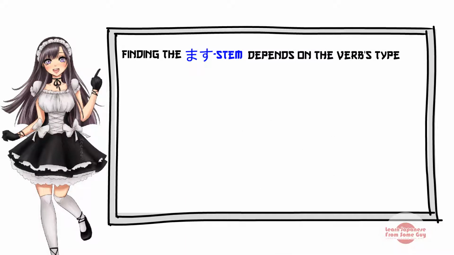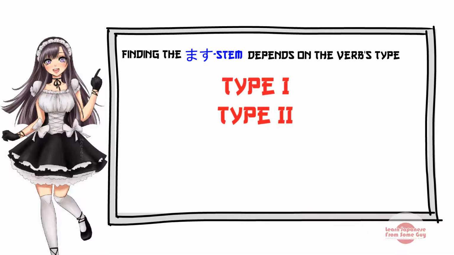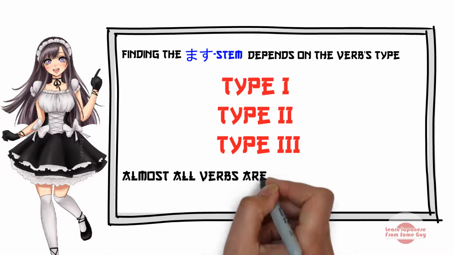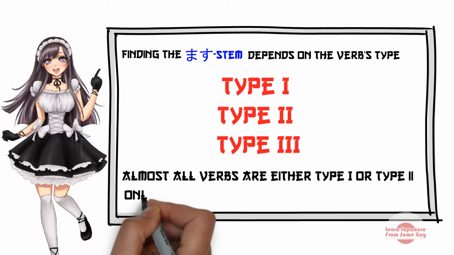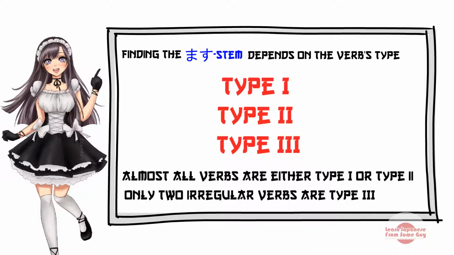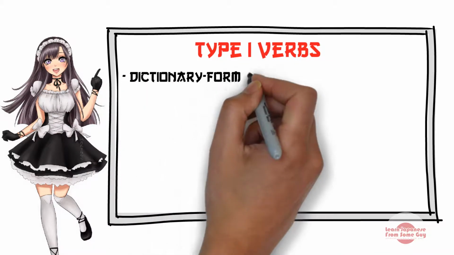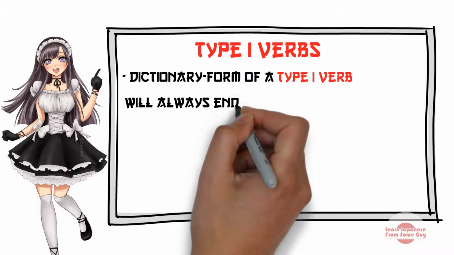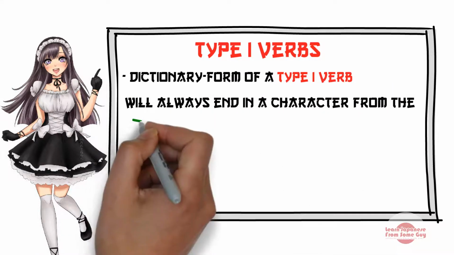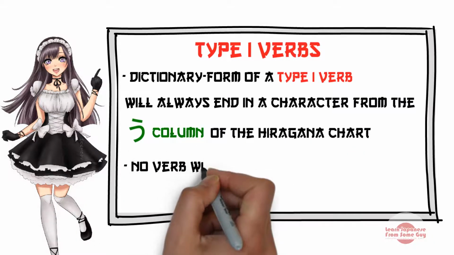In Japanese, there are three kinds of verbs creatively known as type 1, type 2, and type 3 verbs. Almost all verbs fall into either the type 1 or type 2 category, with only two irregular verbs making up the type 3 verbs. So let's start learning how to conjugate to the mas form with type 1 verbs first. The dictionary form of a type 1 verb will end in one of the characters from the u column in our hiragana chart. Please note that no verb will ever end in u.